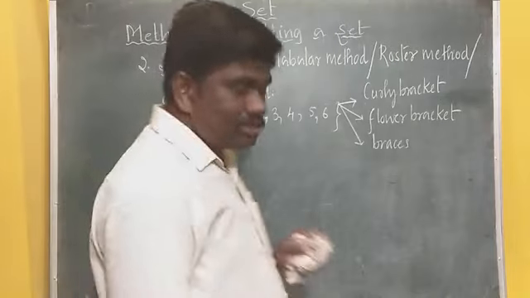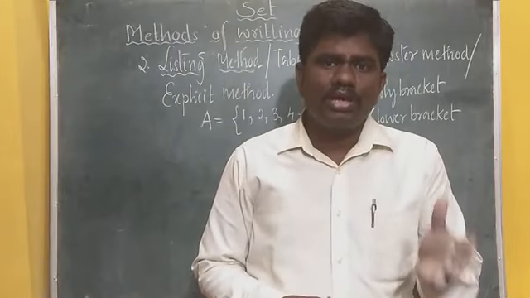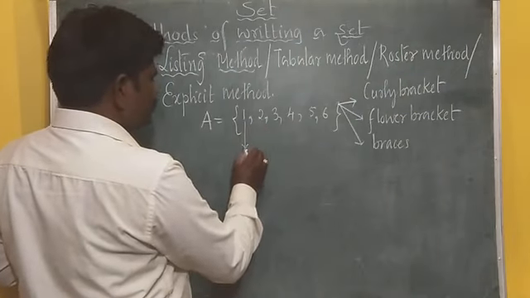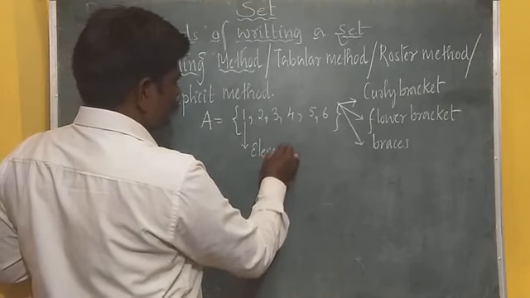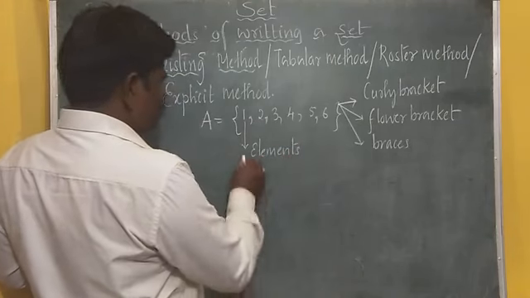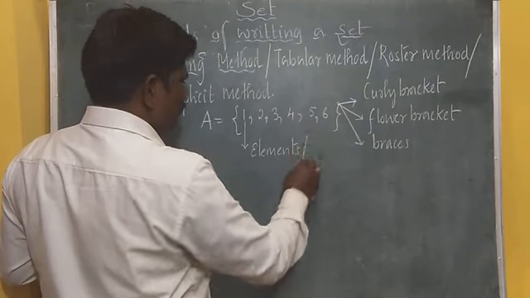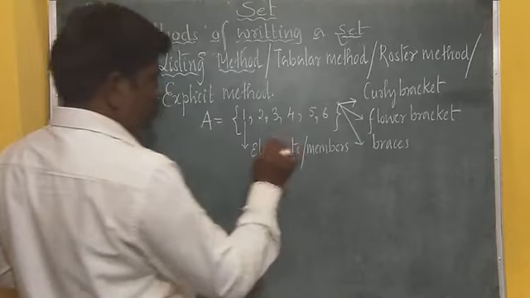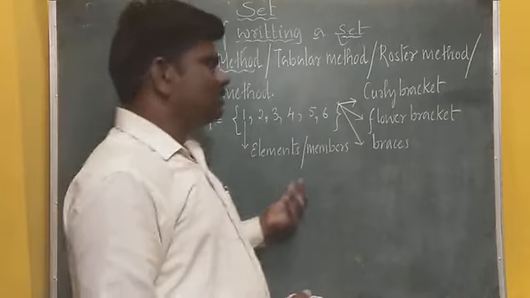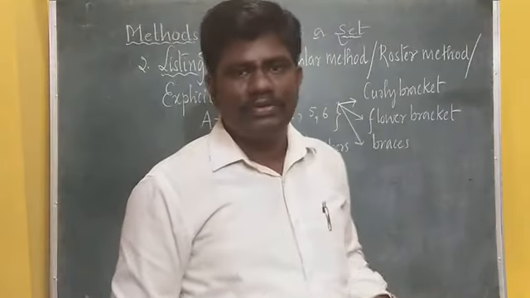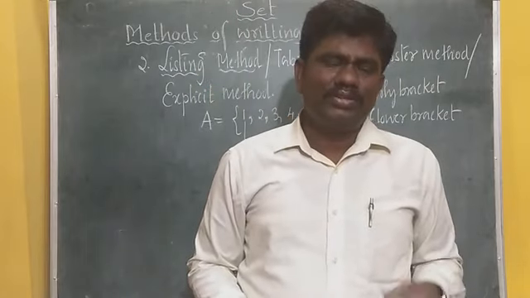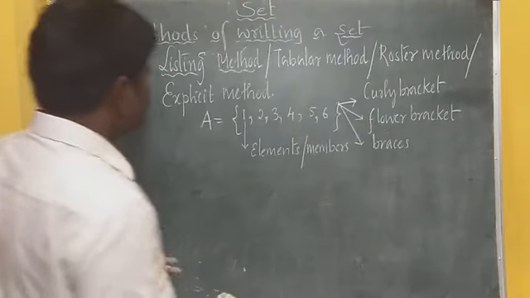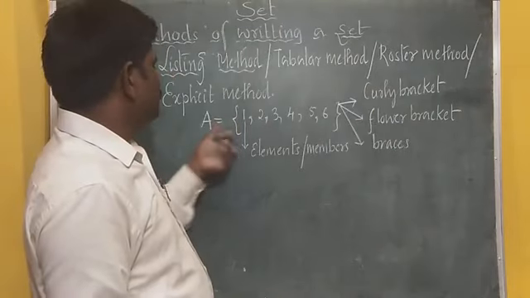One more thing, in some textbooks the elements are also called members. We said these are elements, right? This is what we wrote, elements. In some textbooks they call it members. So don't get confused with these two words. Elements and members are both the same, they are not different. Different authors, different mathematicians call them in different ways. But what they are, they are the elements of the set A.